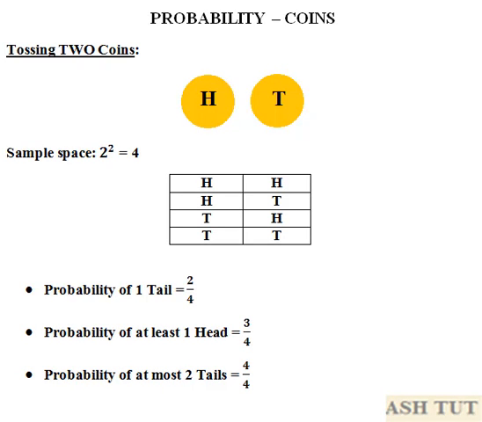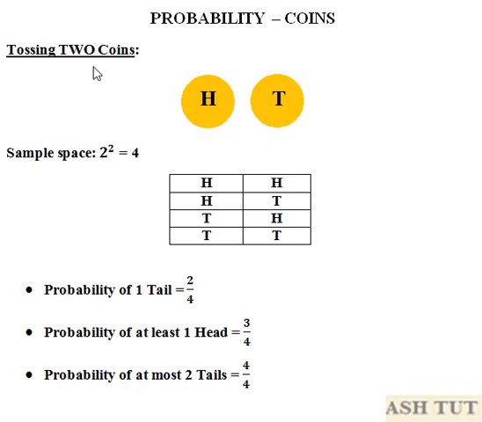Hello everyone. In this video we will discuss a special type of probability that is based upon coins. So if we toss two coins, we can either get a head on the first coin and a tail on the second coin, or head on first, head on second, or tail on the first and head on the second, and tail on first and tail on second.